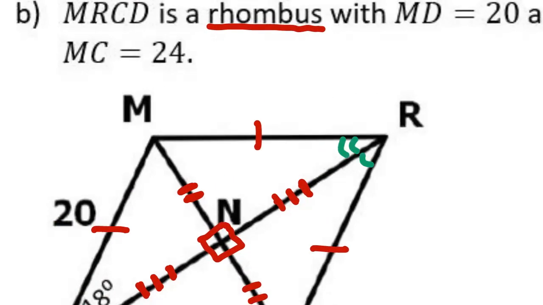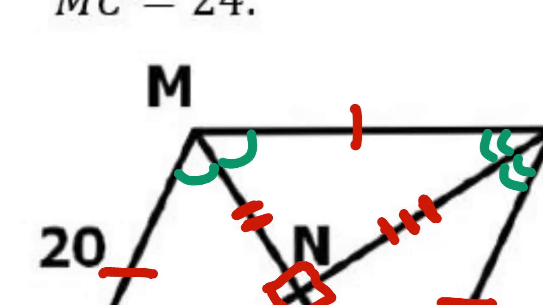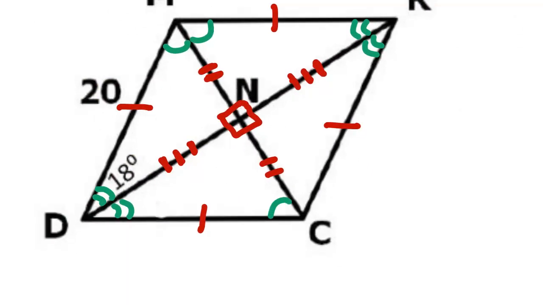MRN is congruent to CRN. And because a rhombus is a special type of parallelogram, angle D, the big angle here, or MDC, is congruent to MRC. So I end up with 4 little congruent angles on opposite sides. Same thing happens to DMR and DCR. These angles are congruent to each other and they are being bisected.